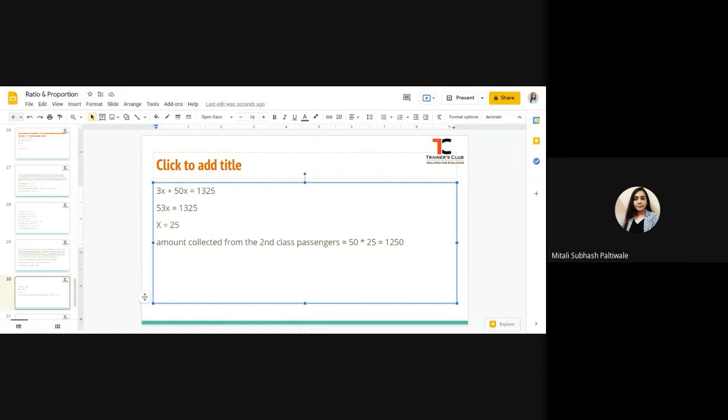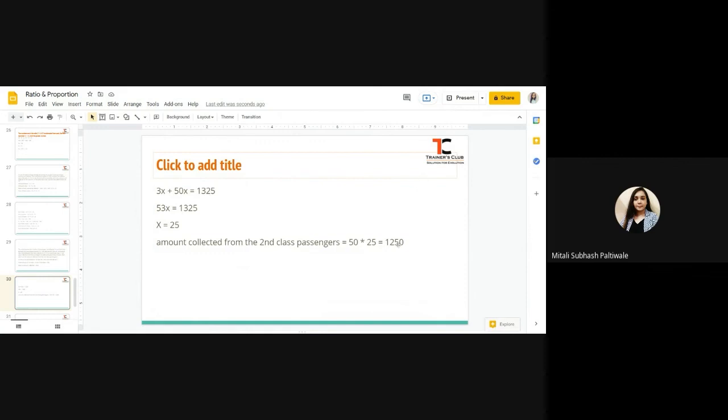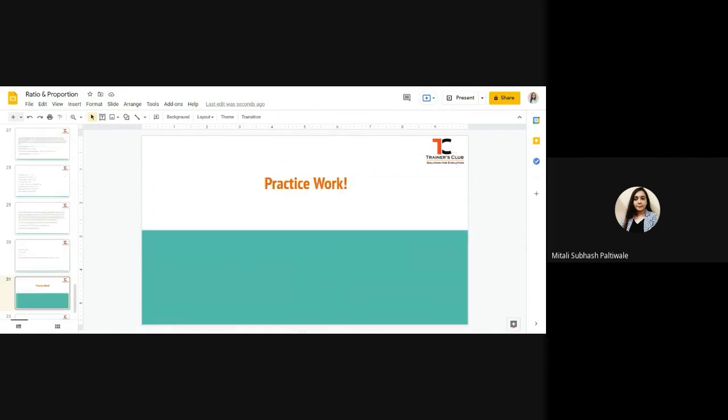So now we have found the amount as well, and that is the only thing which we were supposed to find. Now the time is to give you the practice work. I'll be sharing the sheet in the Google Classroom, and you need to practice all of them.